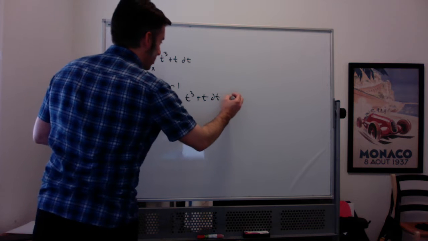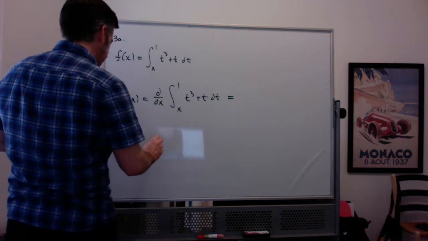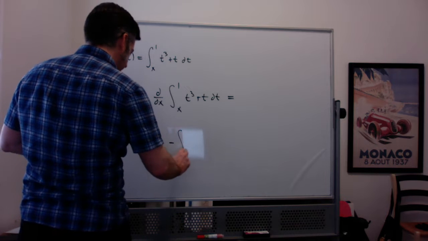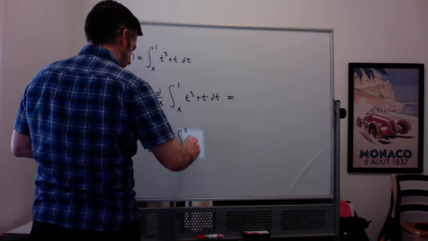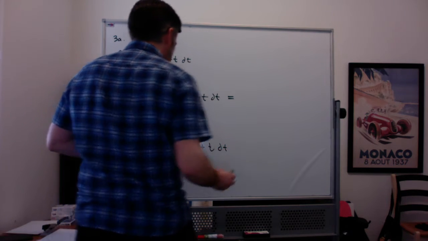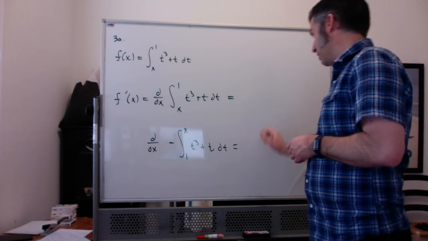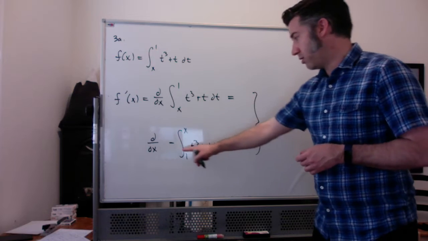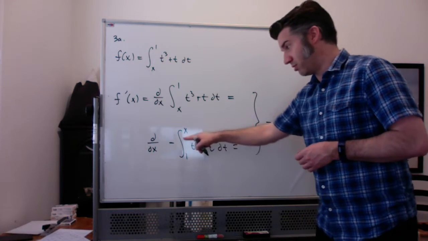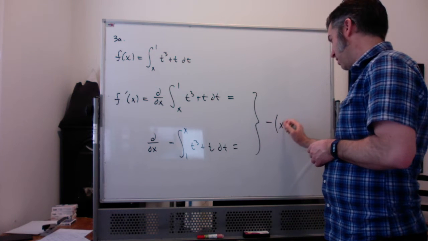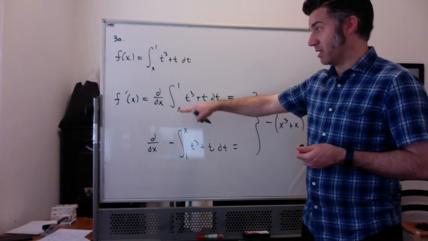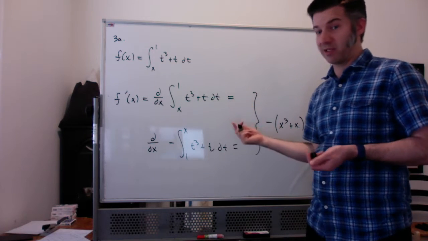Or if you want, you can take the additional step of saying it's going to be the derivative of negative integral from 1 to x of t cubed plus t dt. Either way, you're going to end up getting negative the derivative of the integral of a function. You just plug in the x and you get x cubed plus x, which is the same thing you would get here, right? You would get negative and then you plug in the x and you get x cubed plus x.